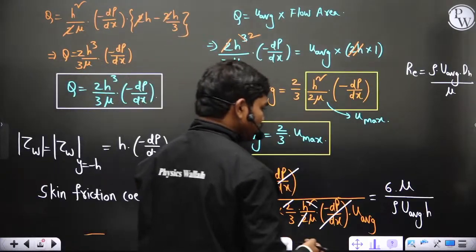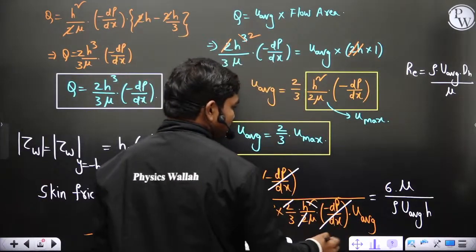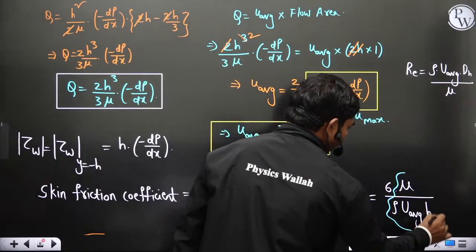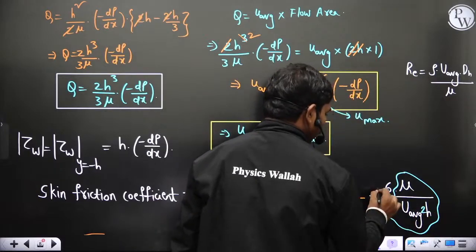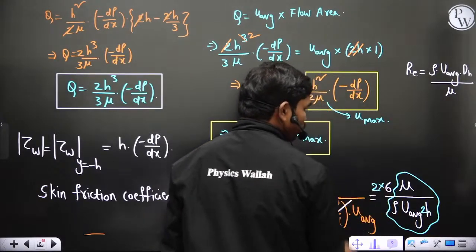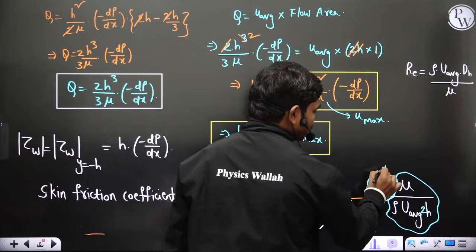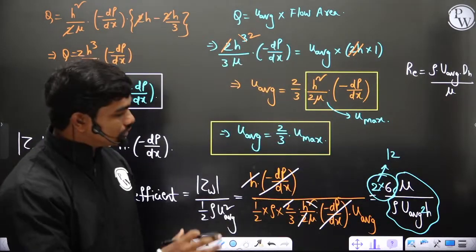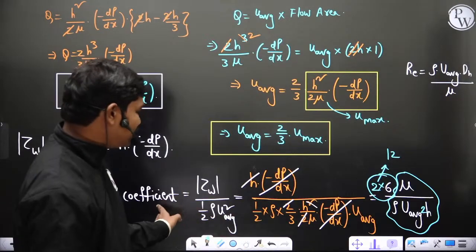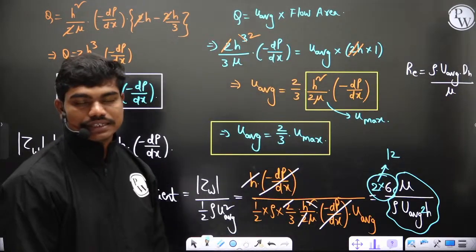Okay, so you can understand one thing, this mu rho u average into h, you can convert this. If you write a 2 here and if you also write a 2 here, then 2 into 6 gives you a constant which is actually your 12, and you can relate this quantity to your Reynolds number, and you can get CF is equal to 12 by Reynolds number, which you generally see.